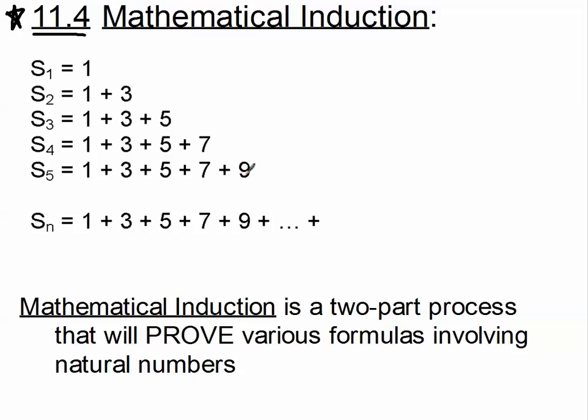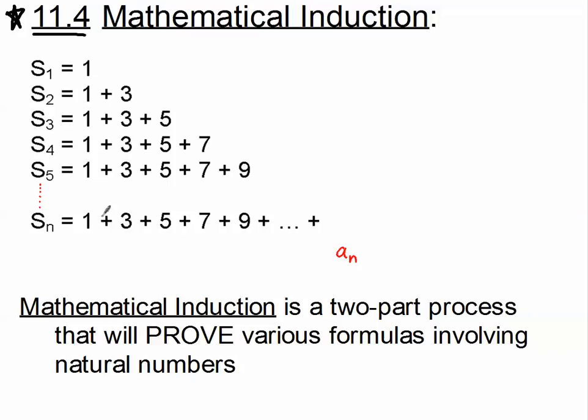So this is the pattern that I'm looking at. What happens when we add consecutive odd numbers? And so on and so forth all the way until we get to our sum sub n. So we've got 1 plus 3 plus 5 plus 7 plus 9 plus a bunch of other terms plus what would be our a sub n term? Meaning, let's write our rule to describe this pattern.